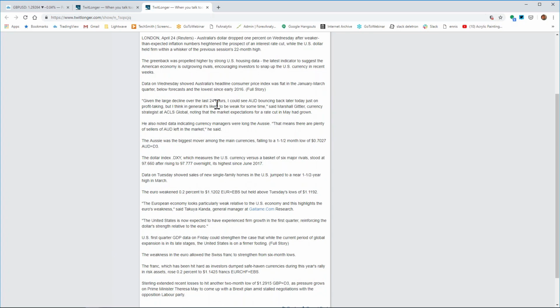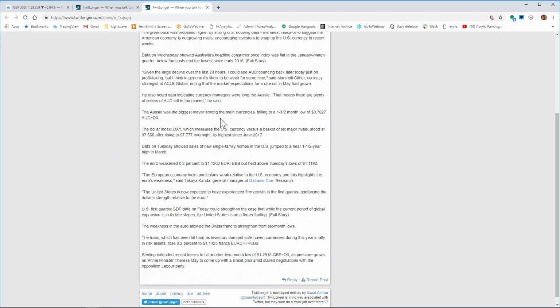Given the large decline over the last 24 hours, I can see the Aussie bouncing back later today just on profit taking, but I think in general it's likely to be weak for some time, said Marshall Gittler, currency strategist at ACLS. He also noted that data showed currency managers were long the Aussie. That means there are plenty of sellers left in the market.